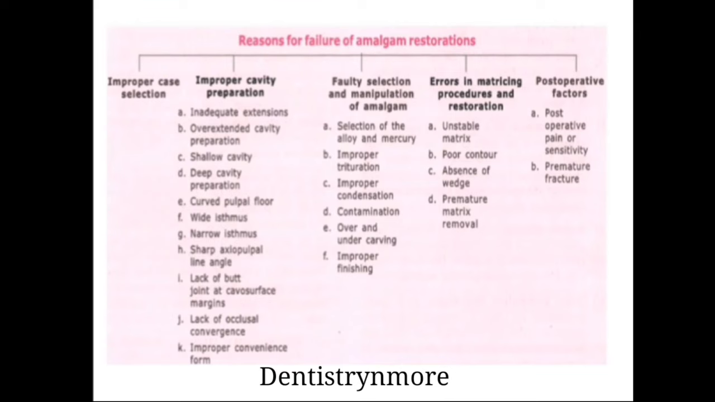In case of improper cavity preparation, it can be due to inadequate extension or overextended cavity preparation, shallow cavity, deep cavity, and the like. Faulty selection and manipulation of amalgam can be due to the selection of amalgam alloy or mercury, improper trituration, over or under carving, or improper finishing. Errors in matrixing procedures are due to unstable matrix, absence of wedges, or premature matrix removal. Post-operative factors include pain or sensitivity, and fracture can also occur. These are the reasons for failure.